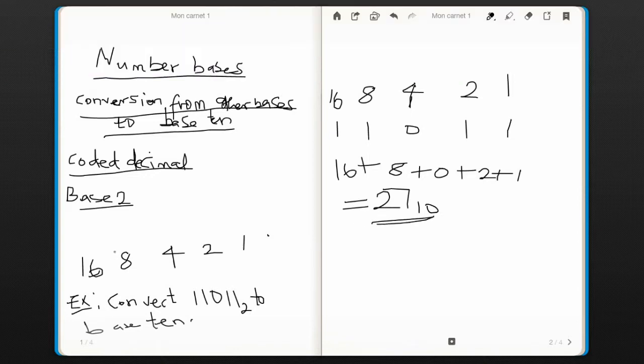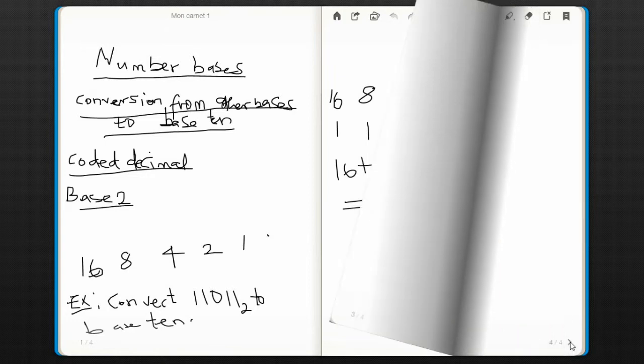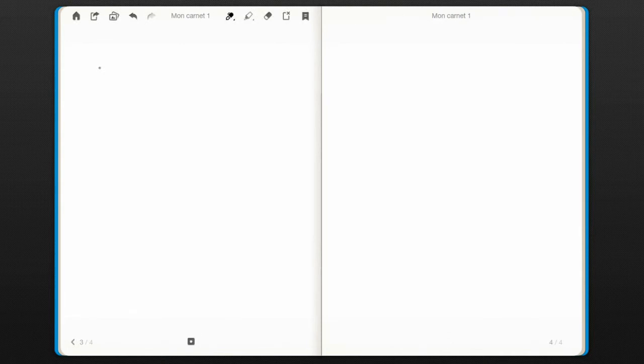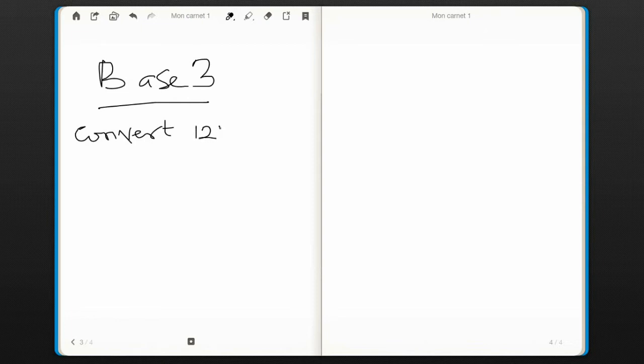Hope you understand that. Let's look at another base. It goes for all bases. It is not just for base 2. Let's say I want to try it for base 3. Then for my base 3, the first thing is I generate my code. This is a question. Convert 1212 in base 3 to base 10.